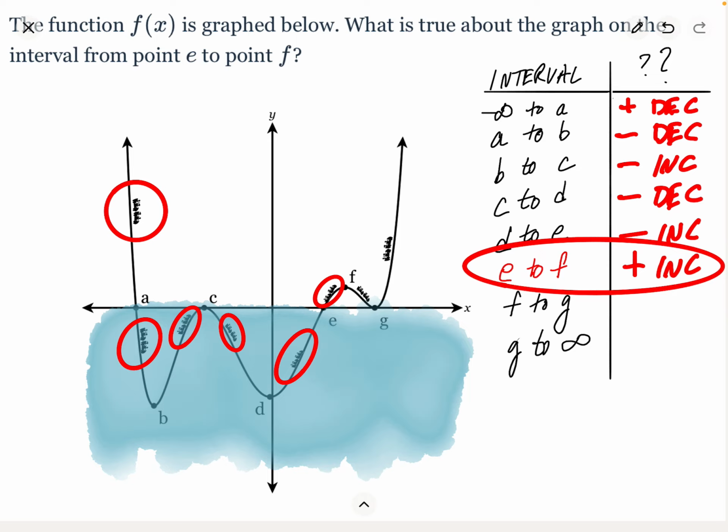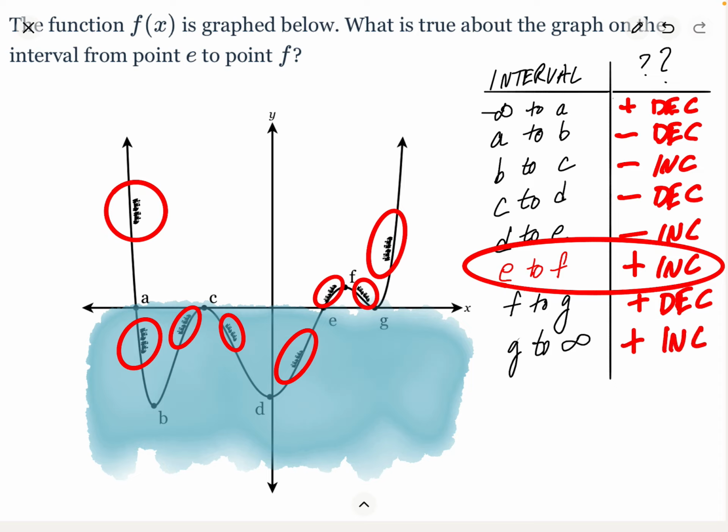Now, once I hit f, that's a turning point. So now I'm going to be decreasing, but I'm still above the x-axis. I'm not in the water. So that is going to be positive, but decreasing. And then when I hit g, g is another turning point. So from g to positive infinity, I am now increasing, and I'm clearly above the x-axis. So it's going to be positive and increasing.